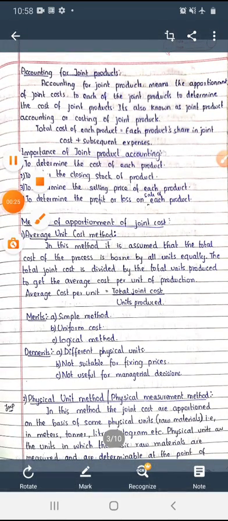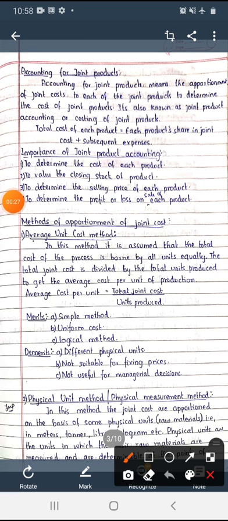The first one is the average unit cost method. As the name says, it is nothing but taking the average. In this method, it is assumed that the total cost of the process is borne by all units equally. The total joint cost is divided by the total units produced. Total cost divided by total units produced gives the joint cost of each joint product. Average cost per unit equals total joint cost divided by total units.